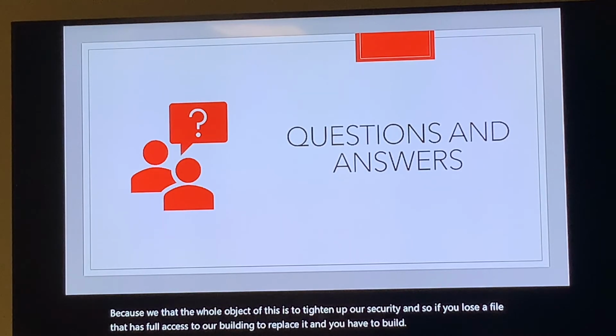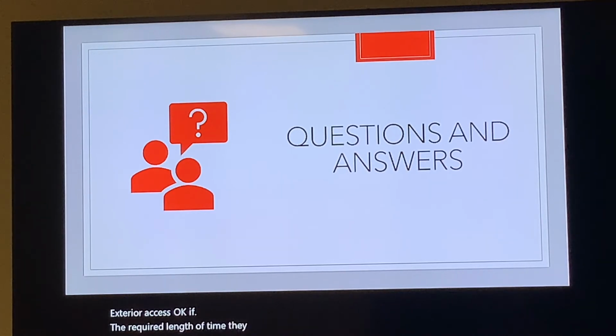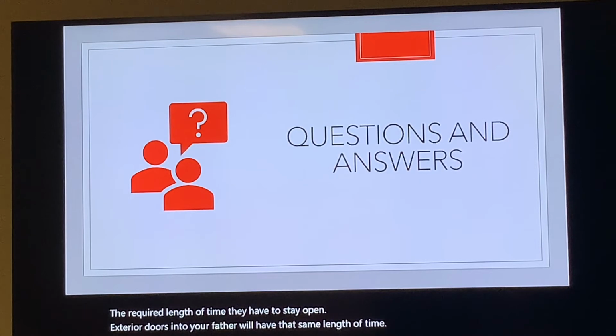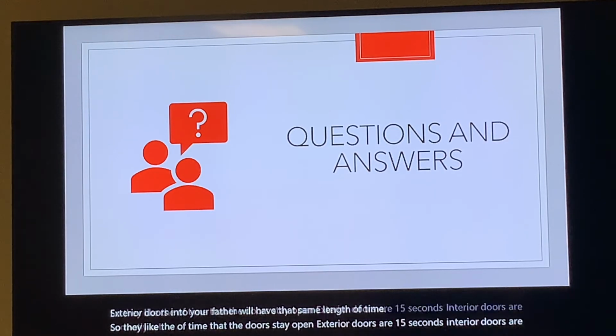Quick question about exterior access. If push doors that go open with a push pad have a required length of time they have to stay open, is that exterior doors using a fob will have that same length of time? So the length of time that the doors stay open, exterior doors are 15 seconds, interior doors are currently set at 8 seconds.